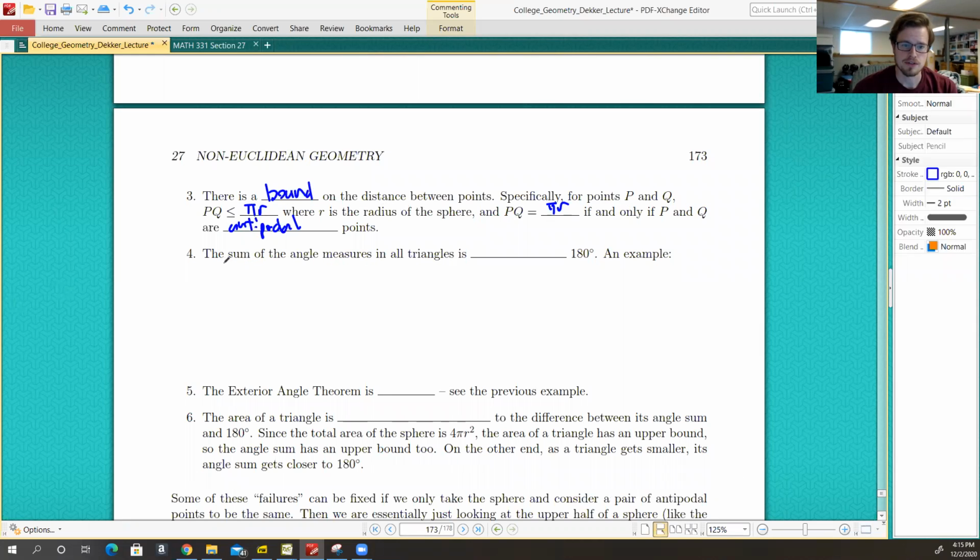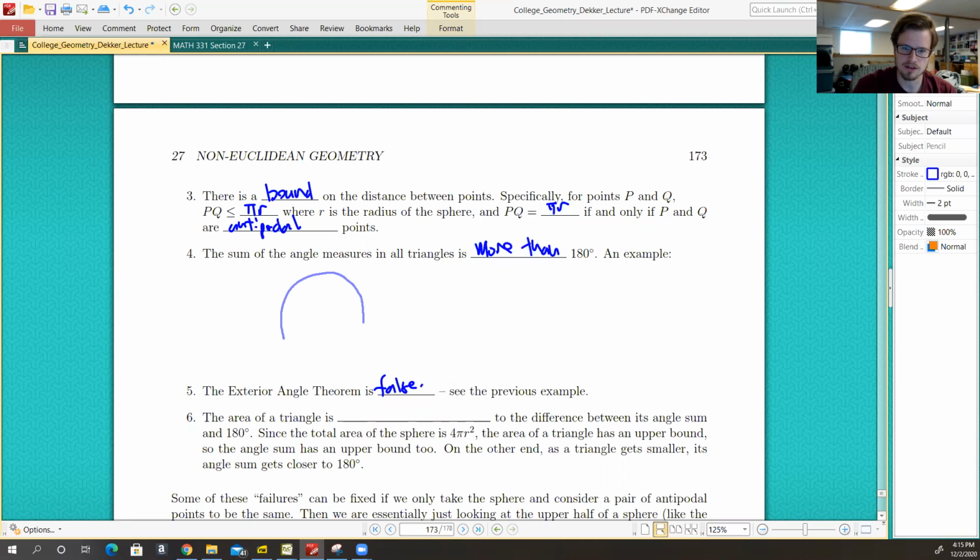So we already also saw that the sum of the angle measures in all triangles is more than 180 degrees. We saw this in the previous video. And then we also took a look at the exterior angle theorem in the last video as well, which we found to be false.